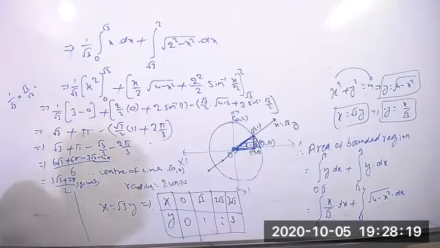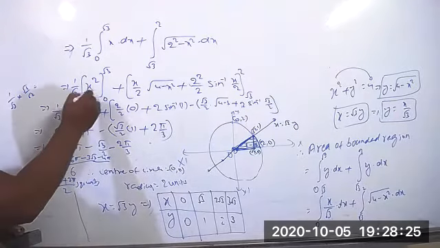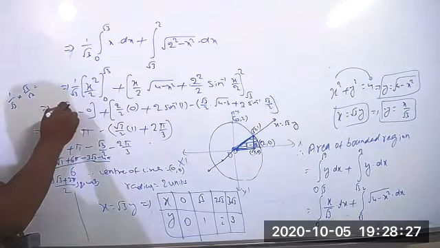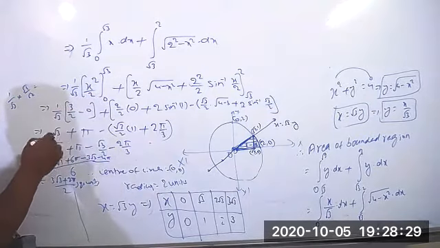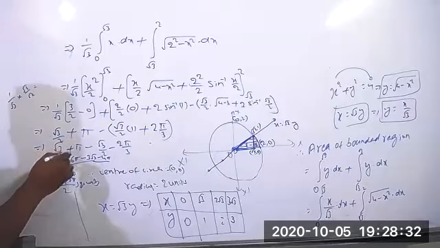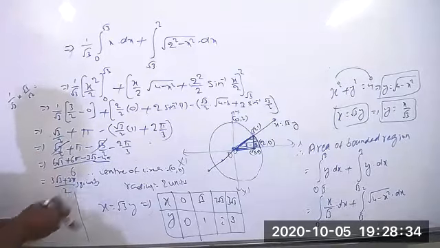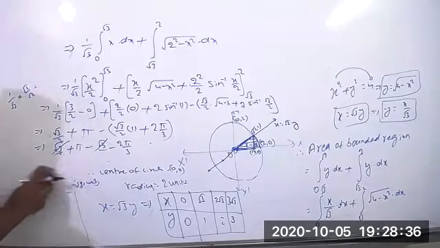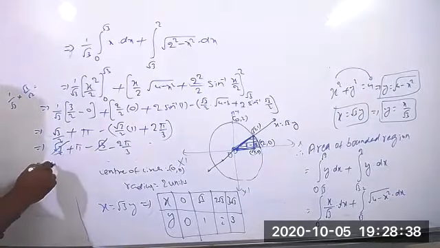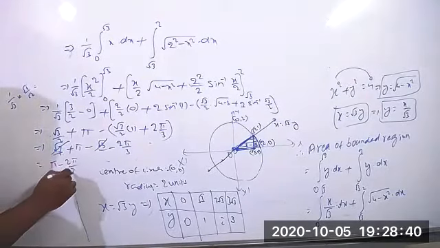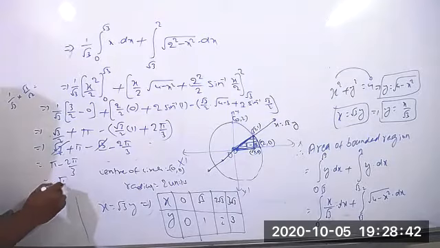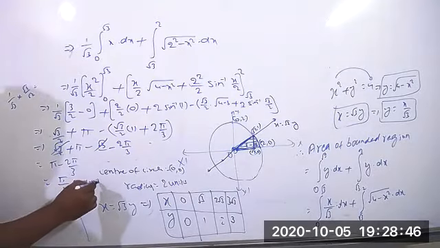Oh sorry, yes, we made a mistake. The integration of x is x square by 2. So this is 3 by 2, root 3 by 2, root 3 by 2, and this will be cancelled. This also is not required. So pi minus 2 pi by 3. So pi by 3 is the answer for that. Pi by 3 square units.